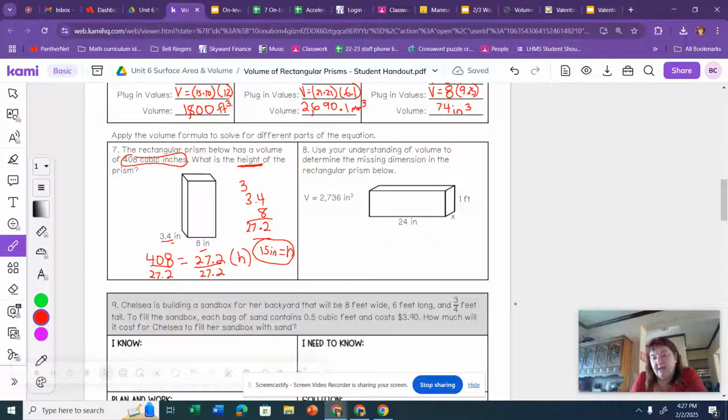The same here. You're trying to find this B, because this is base times height. Basically, you're saying 2736 equals 24 times 1 times x. So you can go ahead and multiply these out, and we get 24x equals 2736. Divide by 24, divide by 24, and the missing dimension is 9.5.